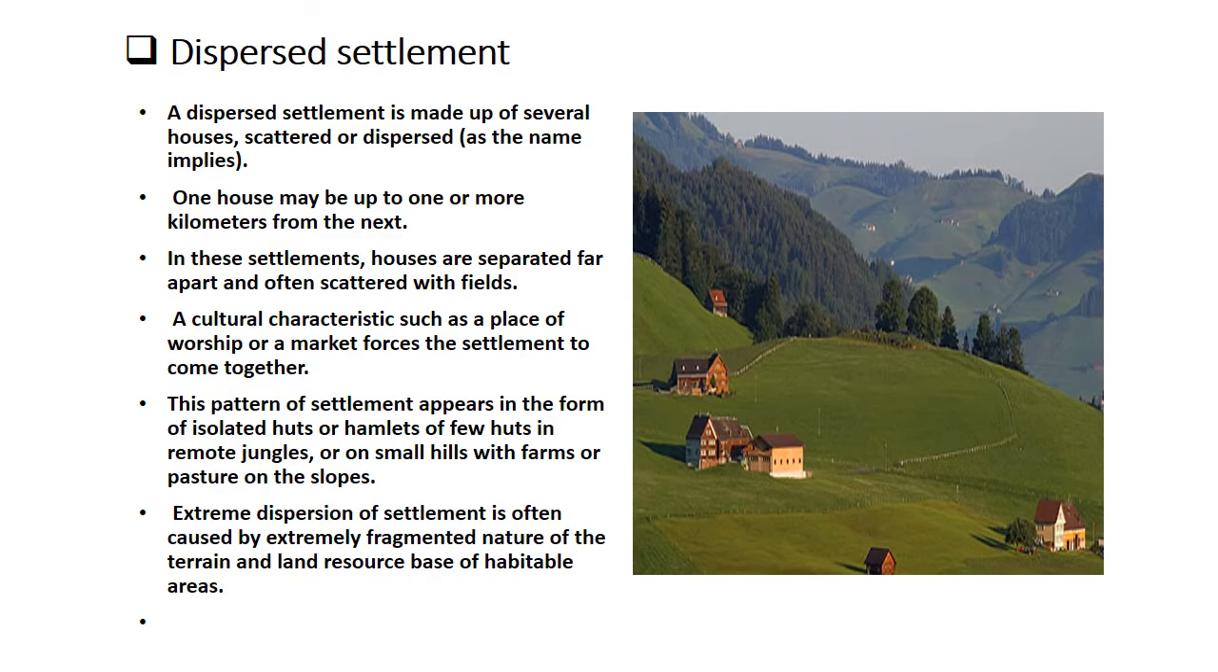Now next is dispersed settlement. Dispersed means what? Scattering of things, to move away, not very compact. This is known as dispersed. In the figure also you can see the houses are very far away from each other. They don't have much compactness between themselves.